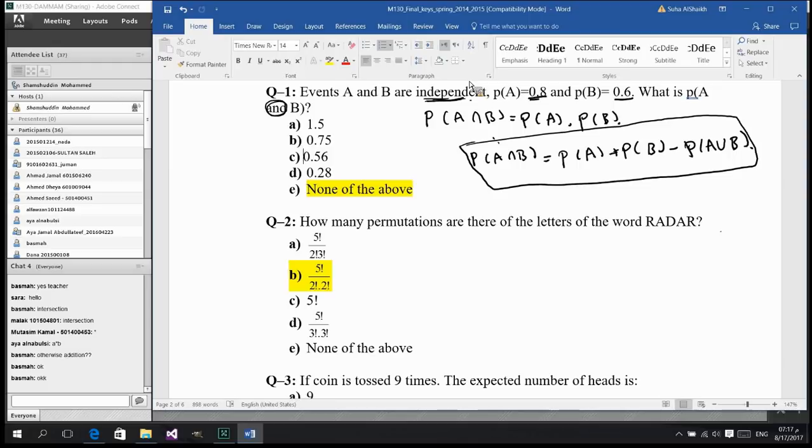So I have 5 letters, so factorial 5, divided by the R repeated 2 times, so factorial 2, and the A also repeated 2 times, so again factorial 2. The D repeated 1 time, so we can just write factorial 1. Factorial 1 is 1, so no problem if you didn't write it. So it's factorial 5 over factorial 2 times factorial 2, and this is the result. Okay.